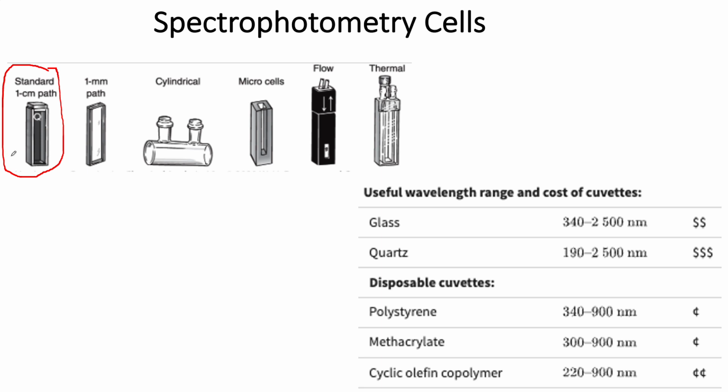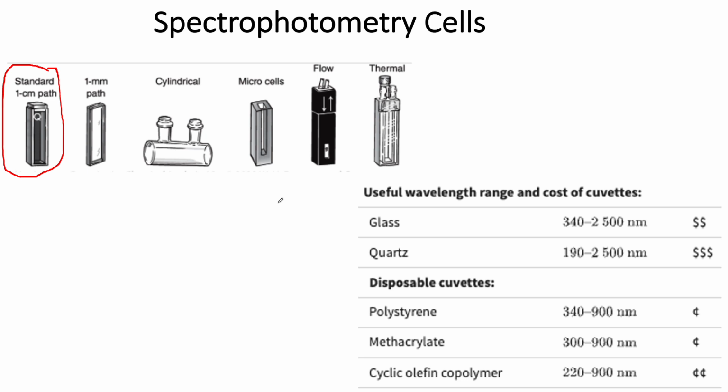But sometimes you don't have enough material, or it's absorbing too strongly. And so then you can get something that may look like this, which has a 1 millimeter path length. Or maybe it doesn't absorb much at all, and you want a real long path length, right? So here's a cylindrical cell with a real long path length. If it's a liquid, you fill this whole thing up, or you can even flow a gas through here, or fill this with a gas.